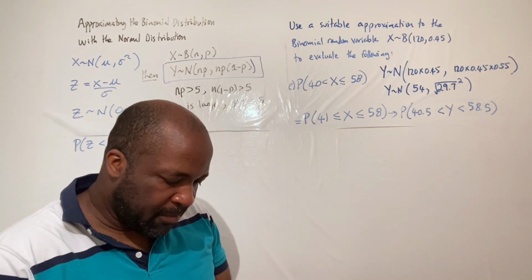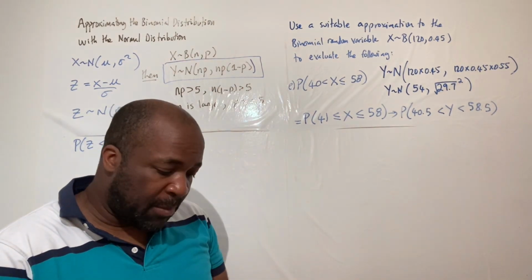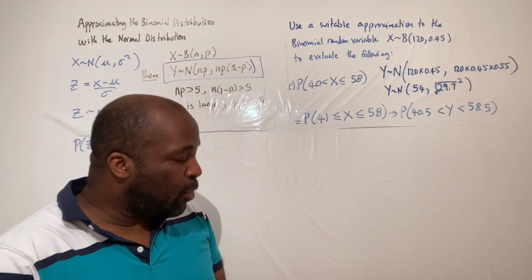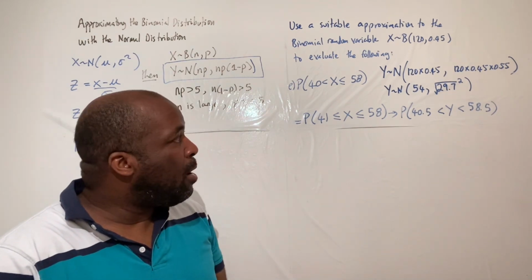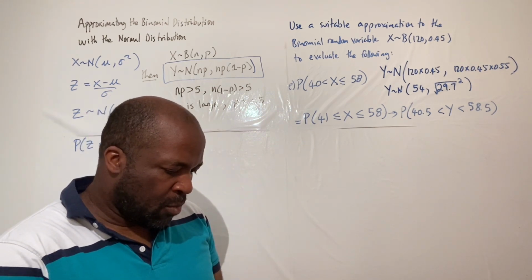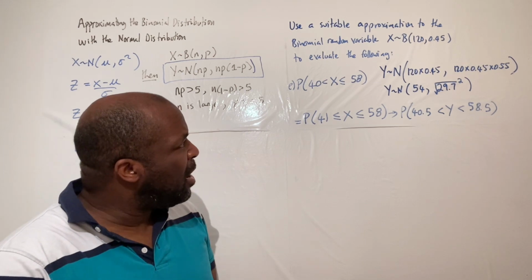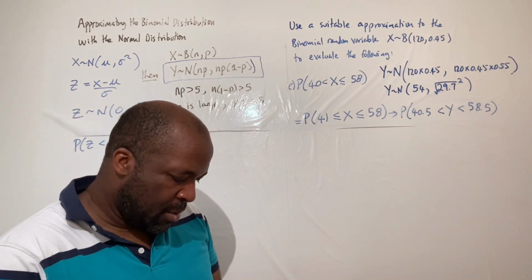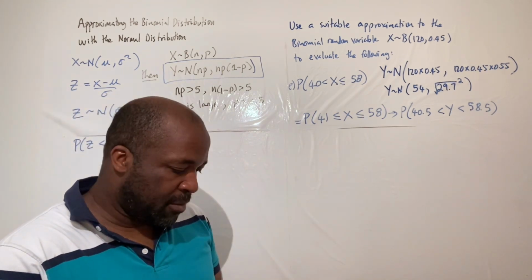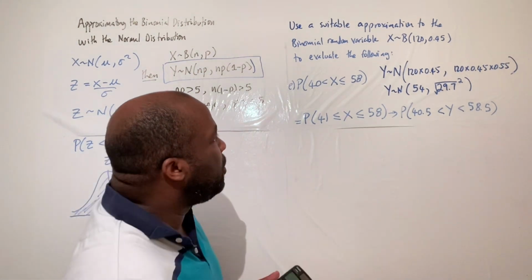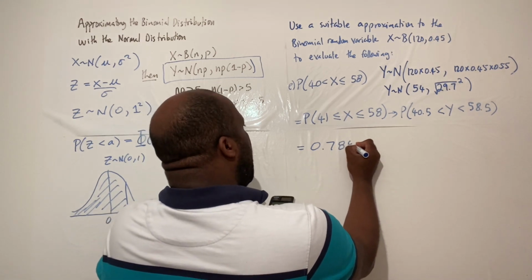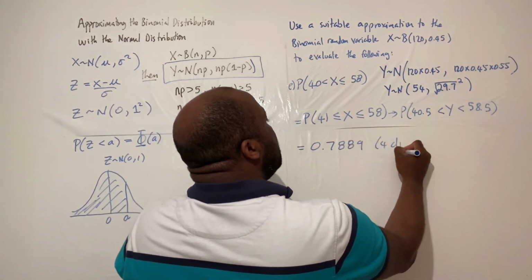If we do that, again on the ClassWiz, I'm going to go to distribution. I'm going to go to number 2, normal CD. My lower will be 40.5. My upper will be 58.5. Sigma will be the square root of 29.7. And mu will be 54. So this will be 0.7889 to 4 decimal places.